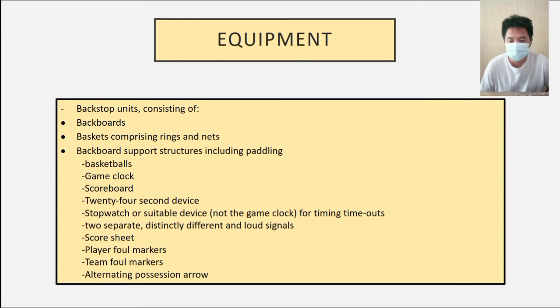Equipment. Backstop units consisting of backboards, baskets comprising rings and nets, backboard support structures including padding, basketballs, game clock, scoreboard, 24-second device, stopwatch or suitable device for timing timeouts, 2 separate distinctly different and loud signals, score sheet, player foul markers, team foul markers, alternating possession arrow.